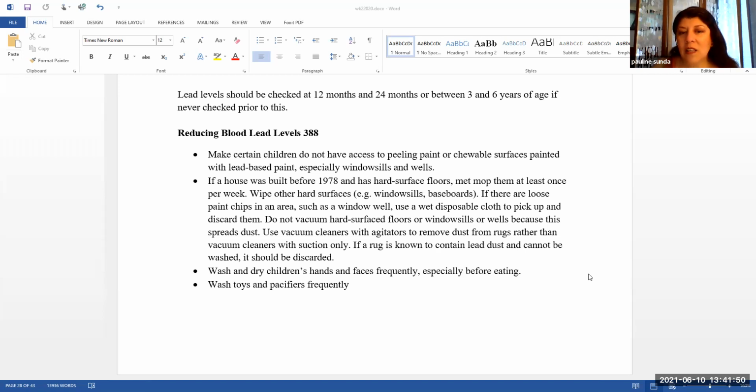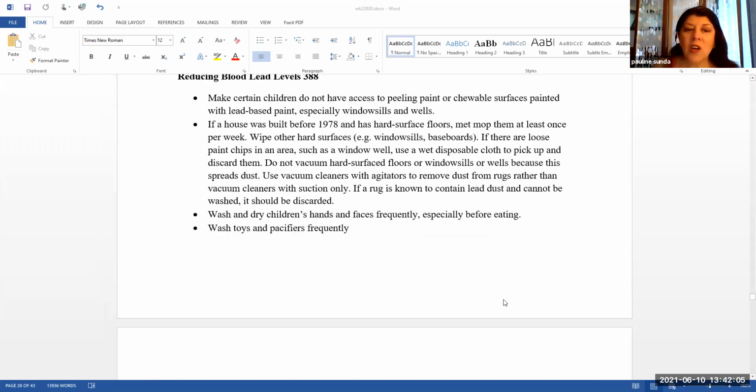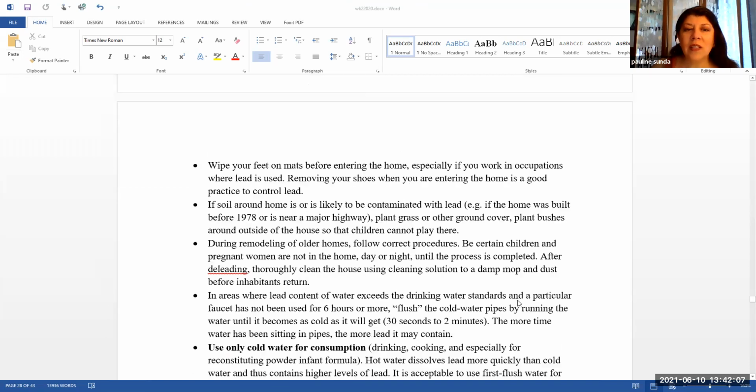You want to use vacuum cleaners with an agitator to remove dust from the rugs rather than vacuum cleaners with suction only. If a rug is known to contain lead dust and cannot be washed, it really should be thrown out. Wash and dry children's hands and faces frequently, especially before eating. Wash toys and pacifiers frequently.